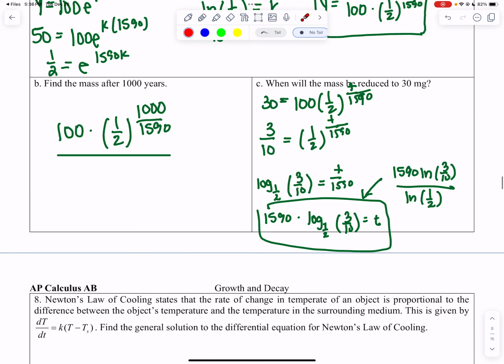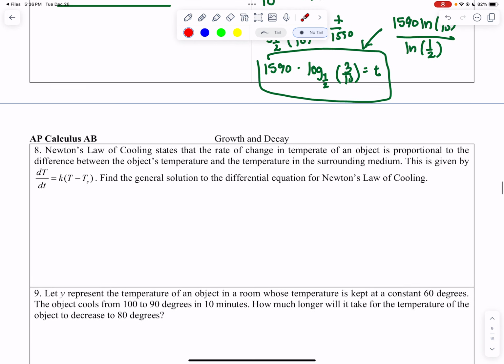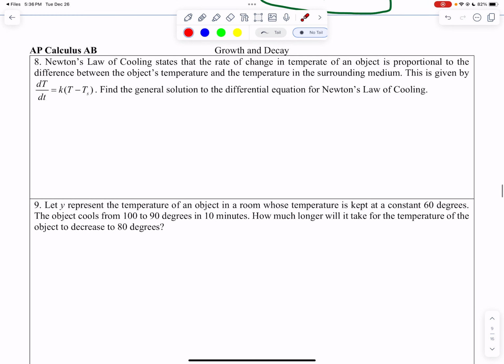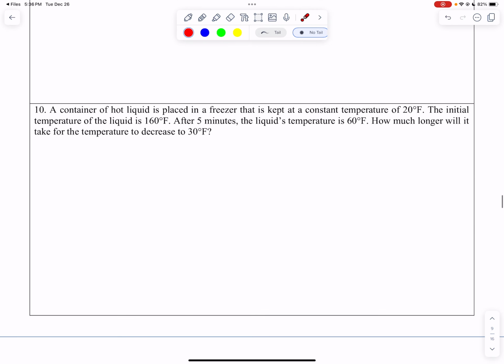All right, in the next video, we will talk about Newton's law of cooling and work on these two examples.